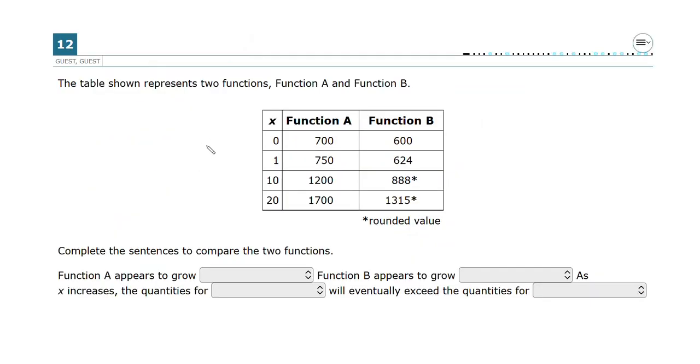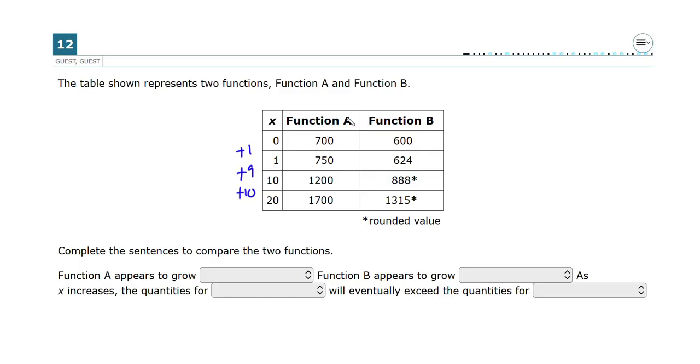All right, number 12. The table shown represents two functions, function A and function B. Complete the sentences to compare the two functions. So function A, let's take a look at this one and compare the rate of change. For x, here we have plus 1, here we have plus 9, and here we have plus 10.